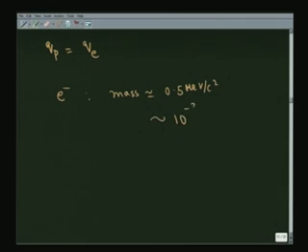What is that? Look at a proton and look at an electron. An electron has a mass which is given by roughly 0.5 MeV by c squared. If I convert it into ordinary units, it is of the order of 10 to the power of minus 31 kilograms. What about a proton? Proton is roughly 2000 times heavier than the electron. The mass of the proton is roughly 2000 times the mass of the electron.